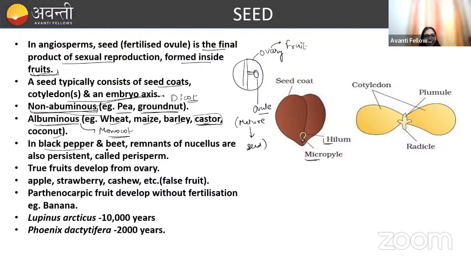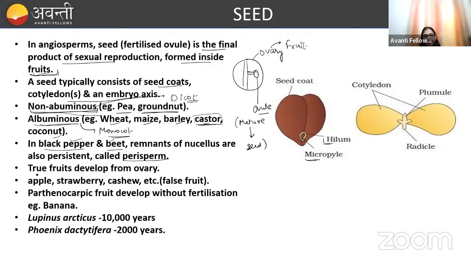Black pepper and beet have perispermic seeds because in the seed, the persistent nucellus is present, and persistent nucellus is known as perisperm. So the seed in the case of black pepper and beet is known as a perispermic seed.